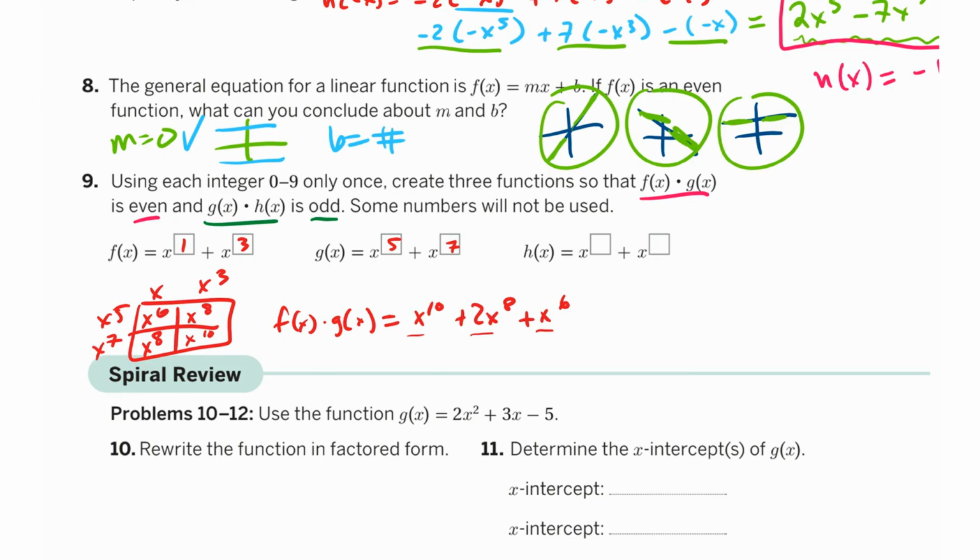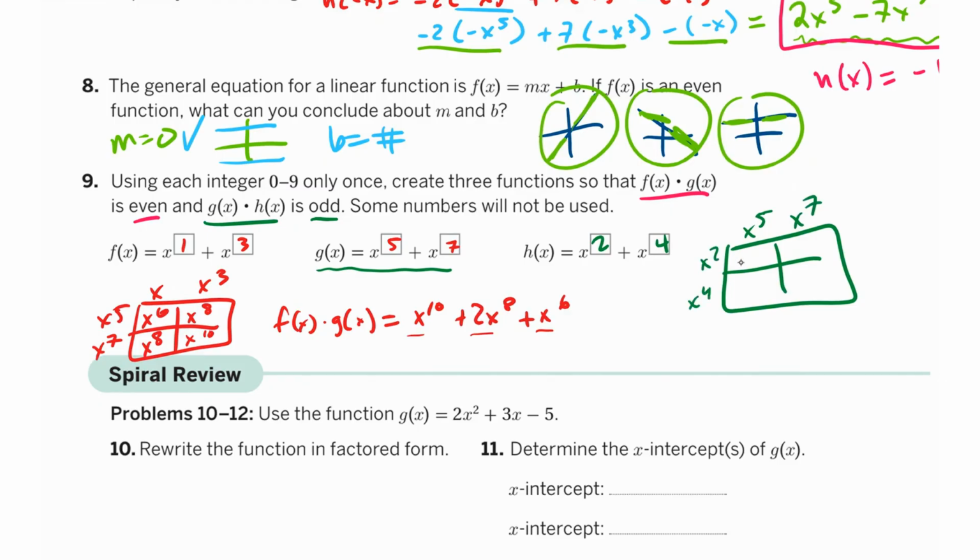Next, we need to look at h of x. And so when I'm doing h of x, since I want them to be odd, I need to make sure that whatever I multiply g of x by, it would make all of those odd. And so I just need to pick two even numbers, right? So 2 and 4. Again, just to show you what ends up happening here, we get x to the power of 5 and 7, x squared, x to the power of 4.